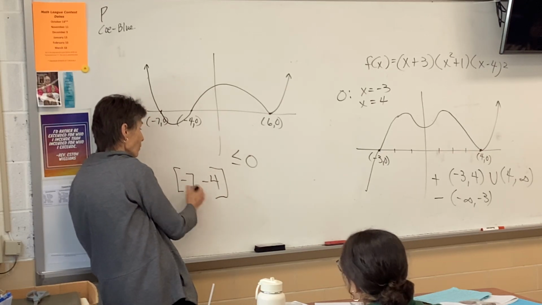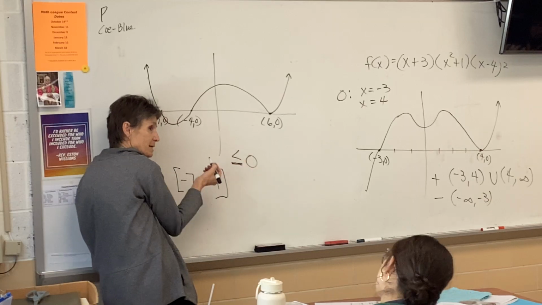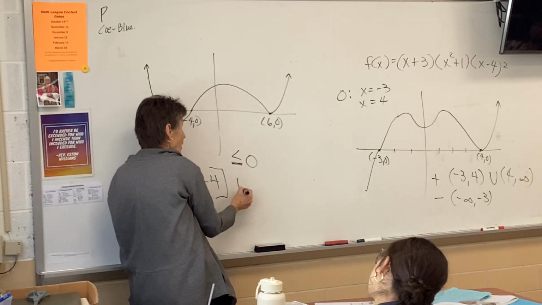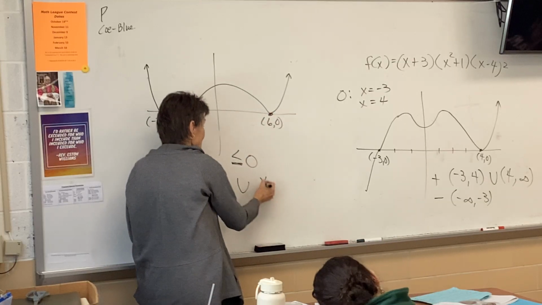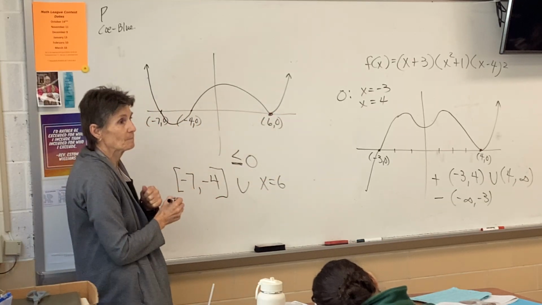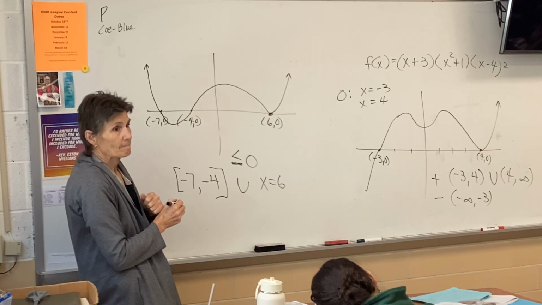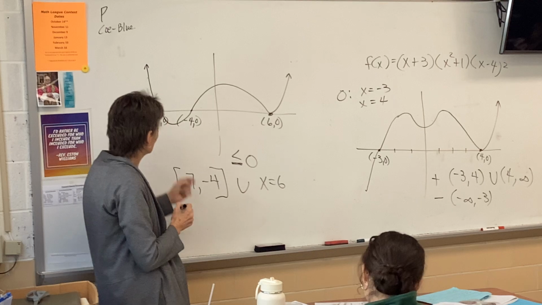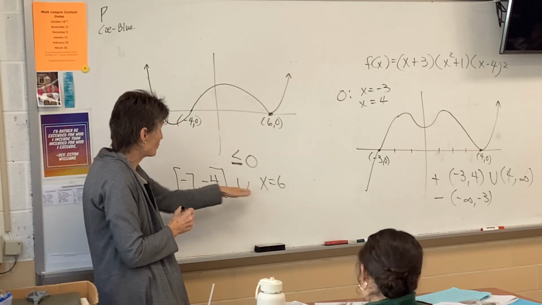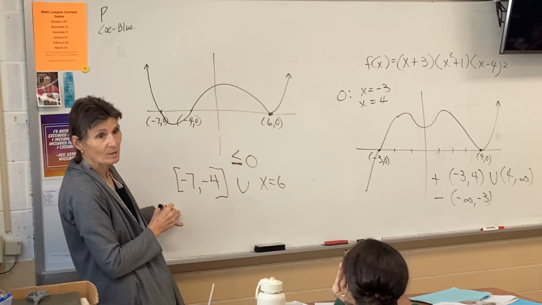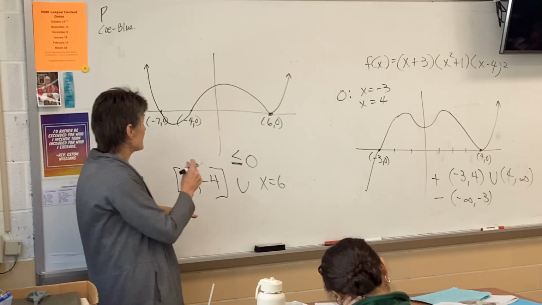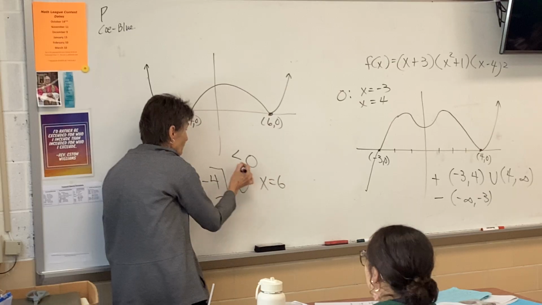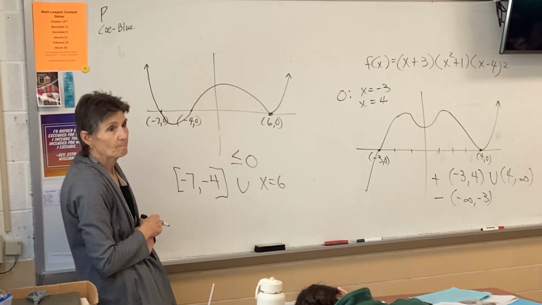And I'm using brackets because I can be equal to. Be careful. We also have an equal to at 6, don't we? So these are all equal to's. They all count, and then that part is less than. So this would be the answer to the question. If this hadn't been there, then I wouldn't include that. But since it is, I'm going to include it.